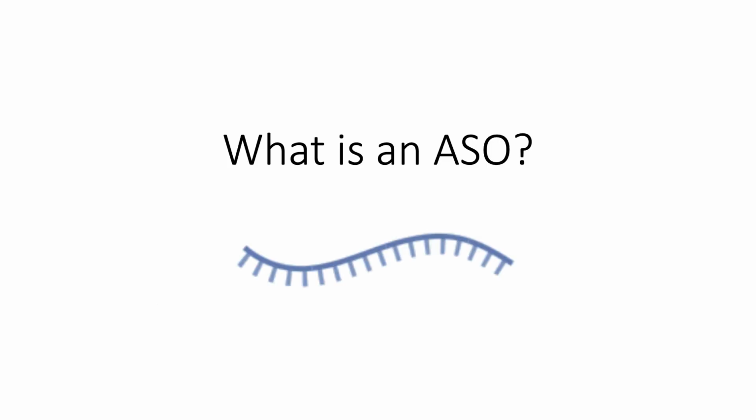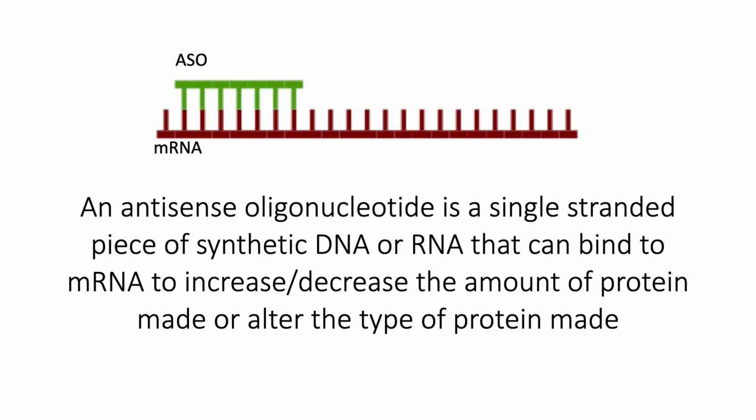So what exactly is an ASO? An ASO is an antisense oligonucleotide, and that's a single-stranded piece of synthetic DNA or RNA that can bind to mRNA to increase or decrease the amount of protein made. It can also change the type of protein made. Now that's not an entirely different kind of protein, it's just a slightly different version of itself.